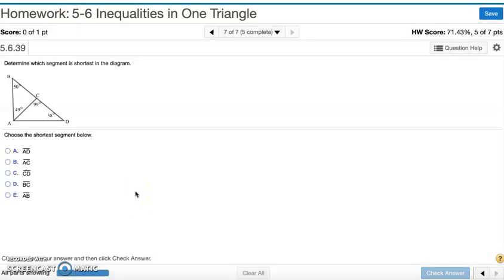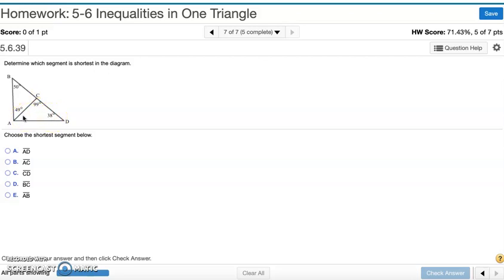Number 7, determine which segment is shortest in the diagram. Okay, so the first thing we need to do is find this angle and this angle. Because remember, smallest sides across from the smallest angle. So finding this angle, add these two up and subtract from 180, you get 81. Add these two up and subtract from 180, you get 43.